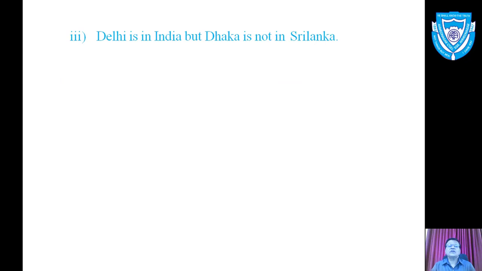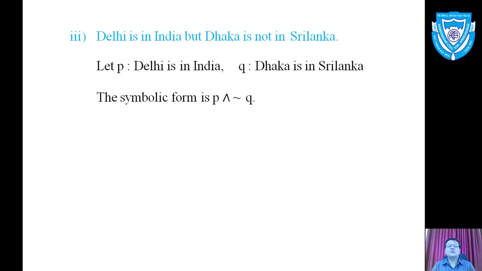Third example is Delhi is in India but Dhaka is not in Sri Lanka. Now here but is used. Meaning of but is same as and. So it is conjunction. P denotes Delhi is in India. Q denotes Dhaka is in Sri Lanka. The symbolic form is P and negation Q. Now why this symbol negation Q has come? In the question, the second part says Dhaka is not in Sri Lanka and Q denotes Dhaka is in Sri Lanka. So negation Q is opposite of Q.